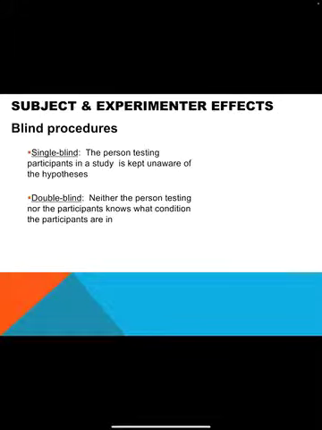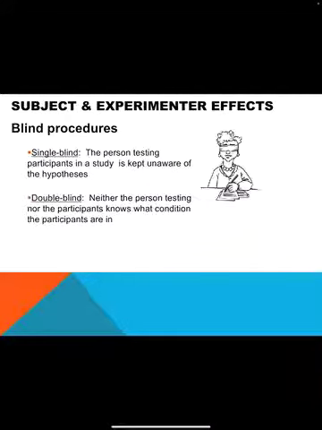If we want to get a little more specific, we can talk about things you can do to help combat subject and experimenter effects. These, all told, are called blind procedures. So there's a couple of different blind procedures. The first one is a single blind, and that's when the person testing participants in a study is kept unaware of the hypothesis. For example, I gave an example.